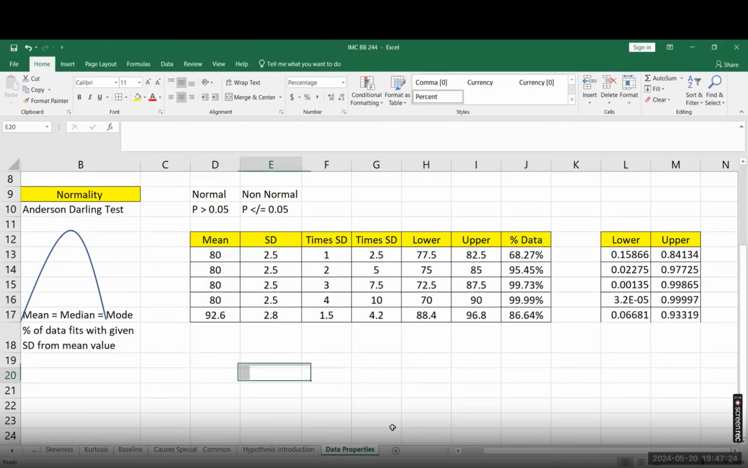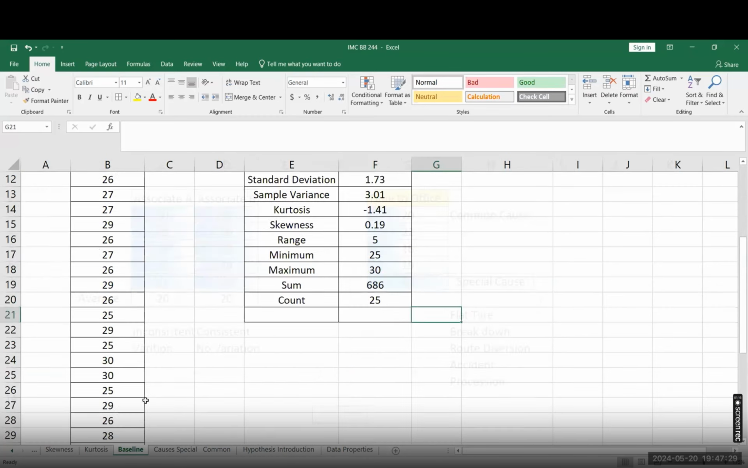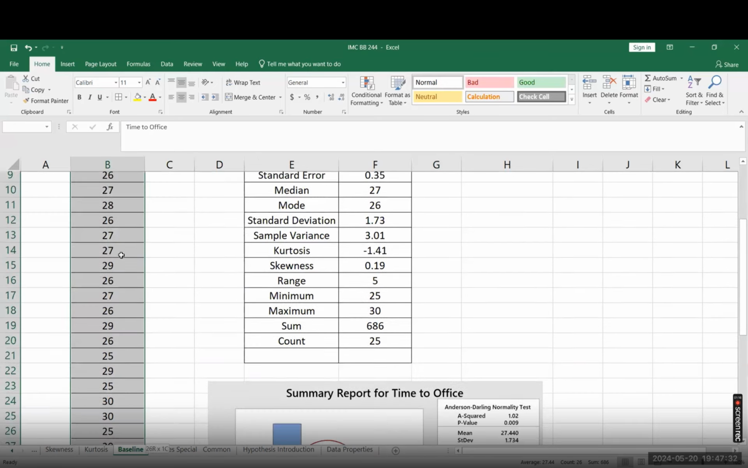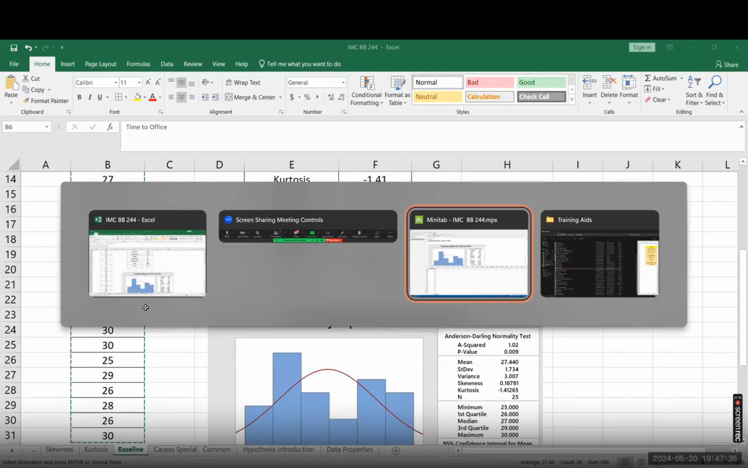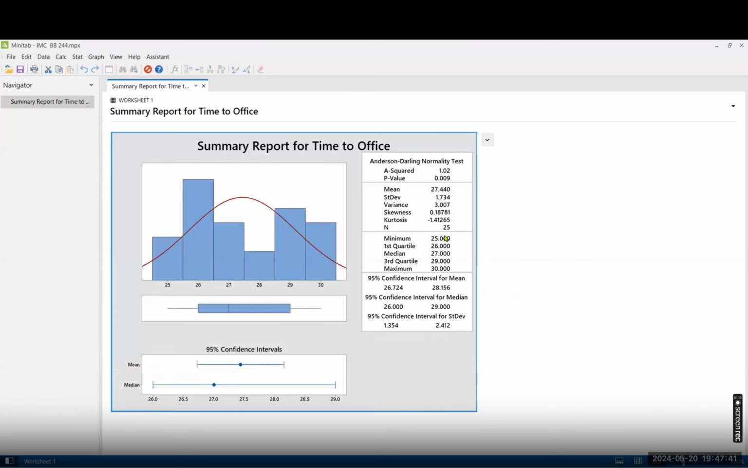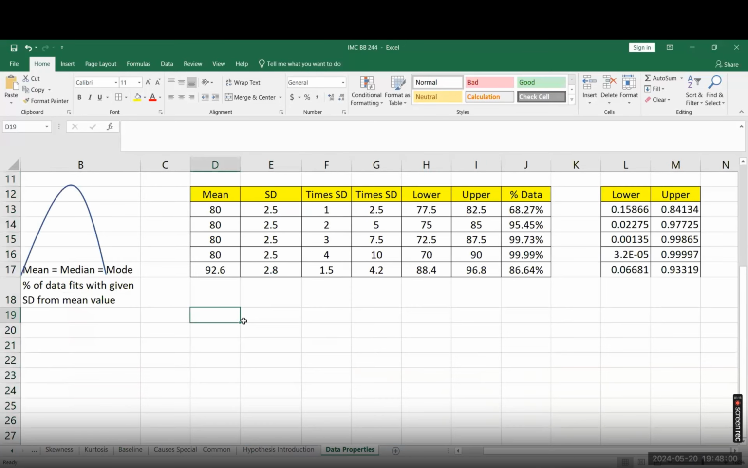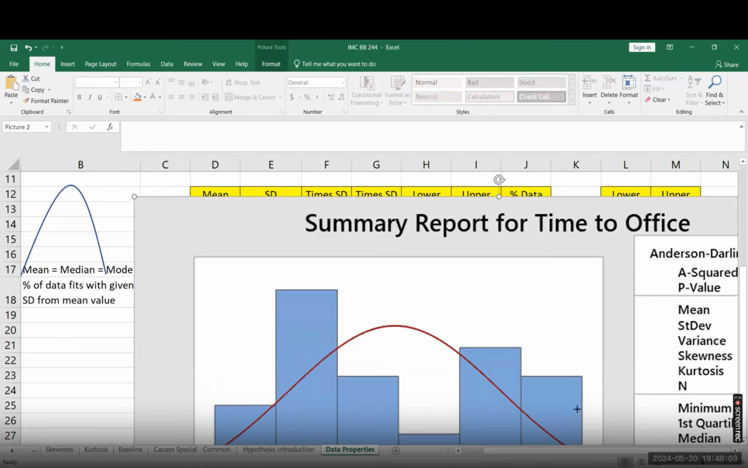Now let me generate some data. Simple, let's say random data. I think I generated somewhere before baseline data, time to office. I copy this data and paste it in the Minitab. I think it's already there. And here you can see the p-value of the Anderson-Darling test we have done. And the p-value is how much? Less than 0.05. So if the p-value is less than 0.05, then the data will be not normal data.